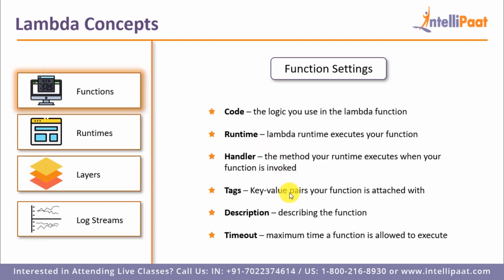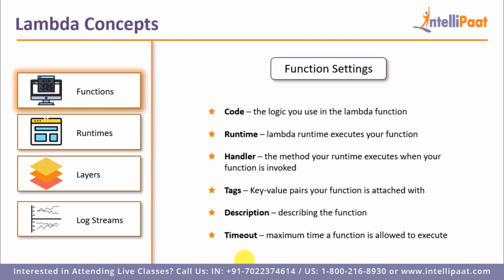And then tags. Tags are key value pairs which you can mention for any AWS service just to track their cost or track their metrics. And then description. Description is describing a function, which you can give while creating a function in Lambda. And then timeout. You have to set the timeout between 3 seconds to 900 seconds, because that is the capacity, or that is the timeout period for a function, which I've already discussed in this session.